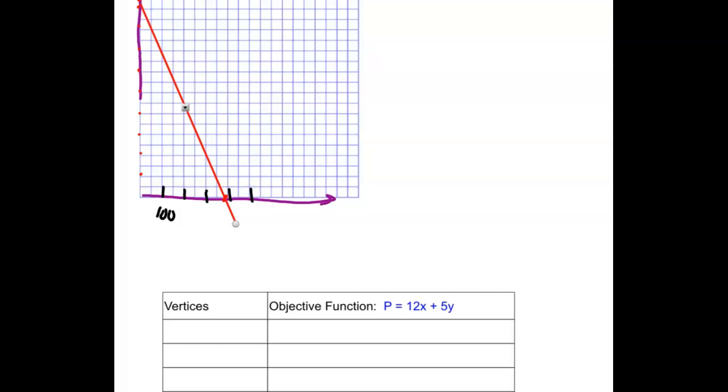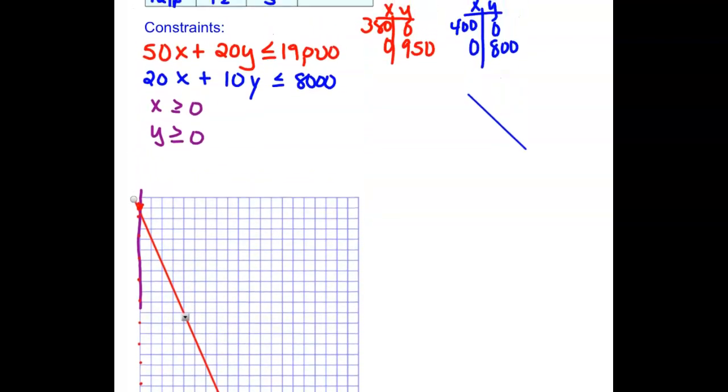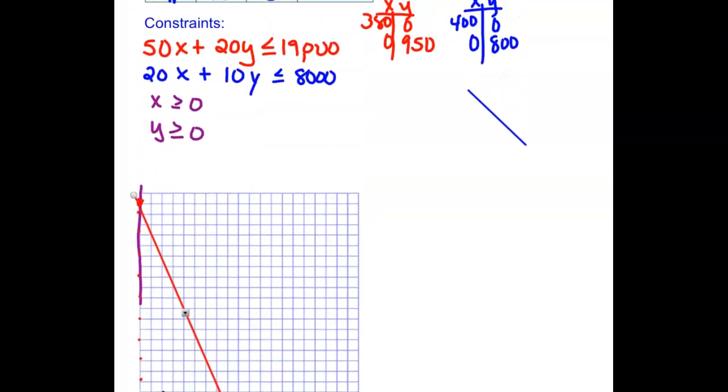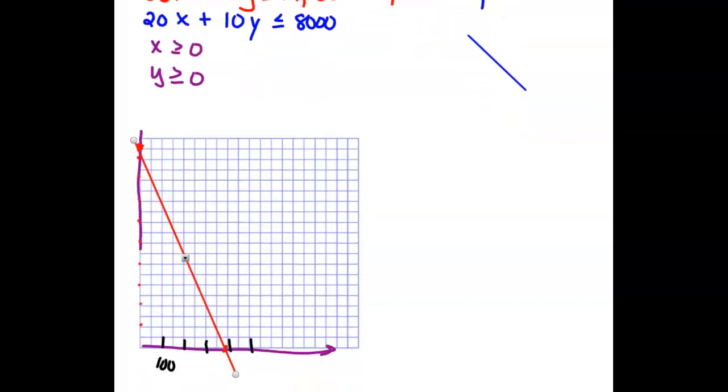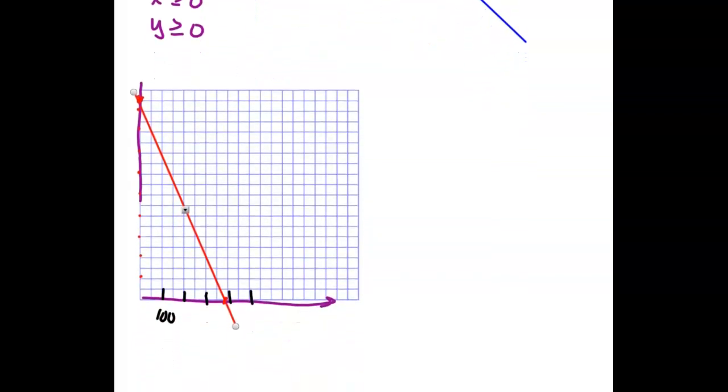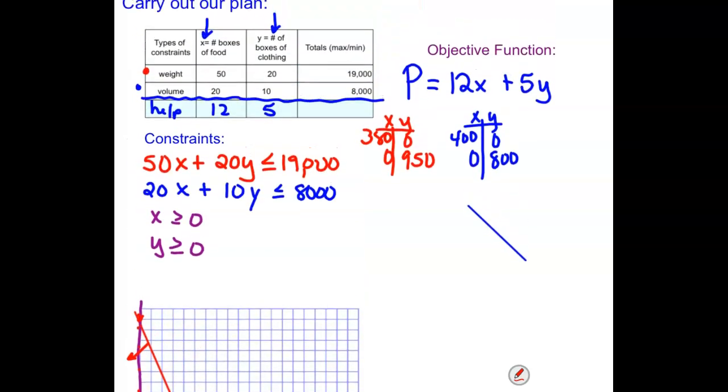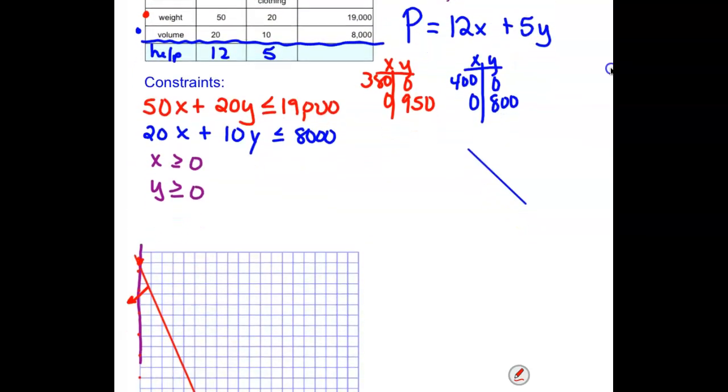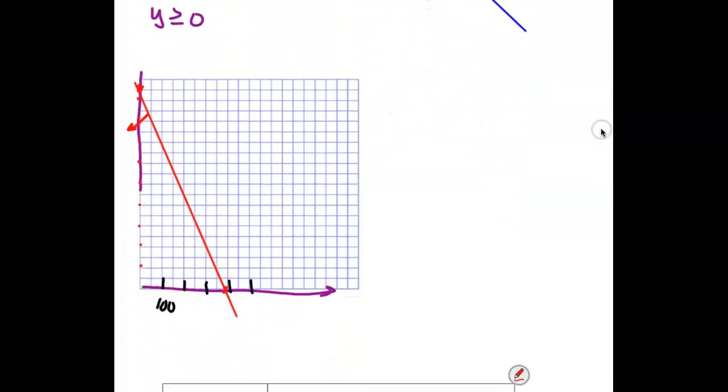All right, let's look at our inequality. We said that 50x plus 20y has to be less than or equal to 19,000. So in terms of the points that fit that criteria, we would need to be underneath that red line, going towards the origin. For the blue one, we had intercepts of 400 for x and 800 for y.